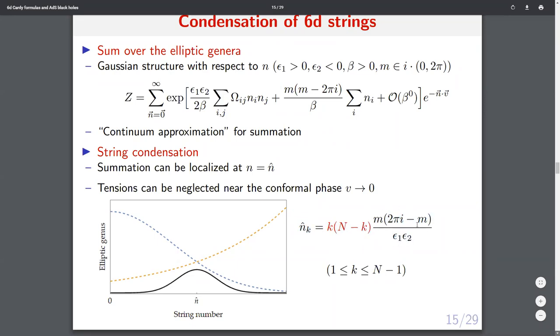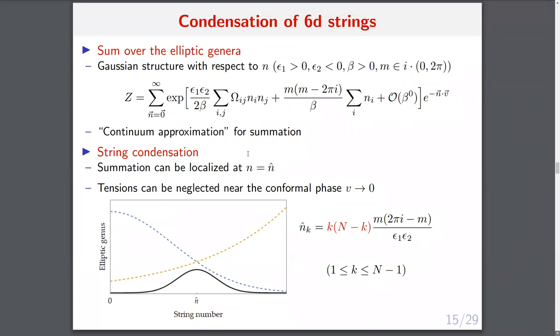As you can see, this factor is positive, and therefore we have a positive condensation of the string charges. And it has epsilon 1 and 2 in the denominator, which are small in the Cardy limit. Therefore, n hat is a very large number, much greater than 1. So I want to interpret this non-zero expectation value of the string number as a string condensation, more precisely a condensation of strings in the tensor branch. So all we need to do is simple: we insert this saddle point value into this integrand, and then evaluate the 6D free energy in the Cardy limit.